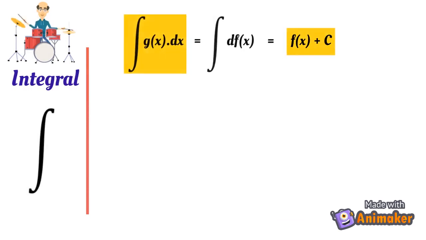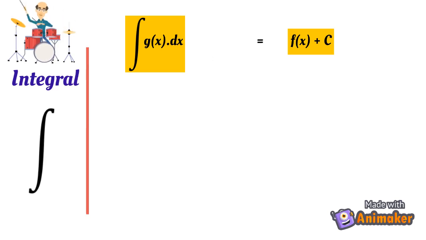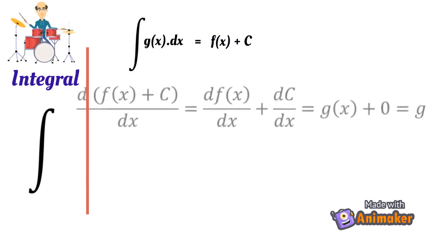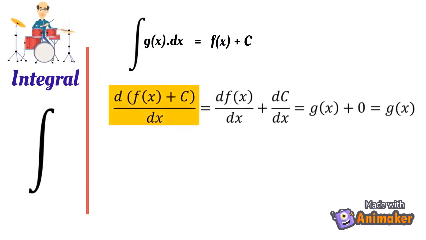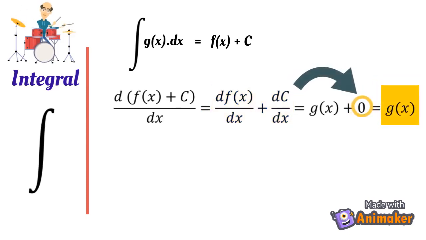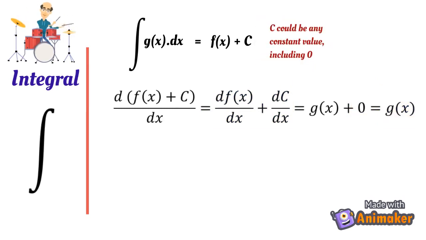Now the reason we put a constant c in the end is because the derivative of a constant is 0. Therefore, whatever be the fixed value of c, if we differentiate the right hand side of this equation, we will get g of x. That is, d of f of x plus c by dx is equal to df of x by dx plus dc by dx, which is equal to g of x since the derivative of a constant is 0. Now c might as well be 0, but we don't know when we are only given g of x and are asked to find the function which when differentiated gives us g of x.